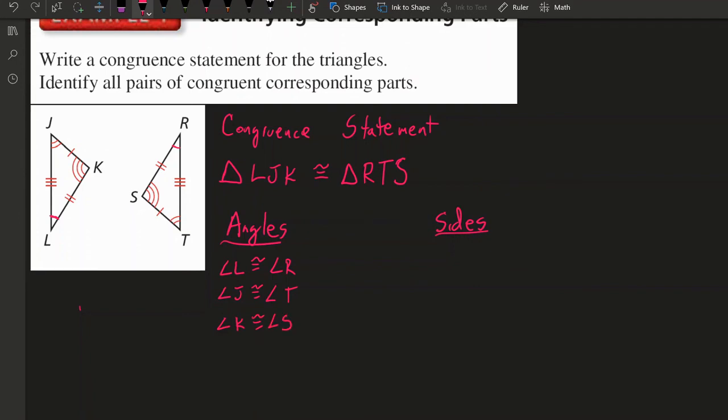For the sides, I'm going to say side JK is congruent to side ST, and side LK is congruent to side SR, and side JL is congruent to side RT. And that is how we identify corresponding parts of congruent polygons.